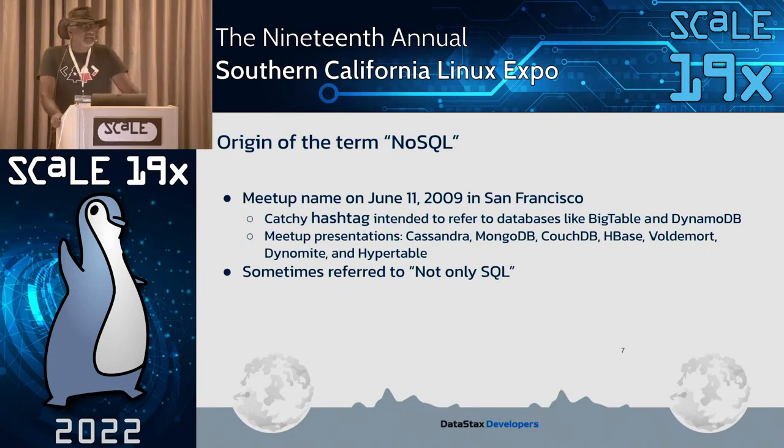NoSQL was a catchy hashtag that somebody came up with, but I was corrected that somebody had actually invented this term earlier. I think it got popularized a little bit more by a meetup on June 11th, 2009, roughly 13 years ago. So really, if you think about Cassandra, NoSQL and all that, it's not fundamentally new. It definitely isn't. But if you think about the cloud and NoSQL, there are a lot of commonalities.